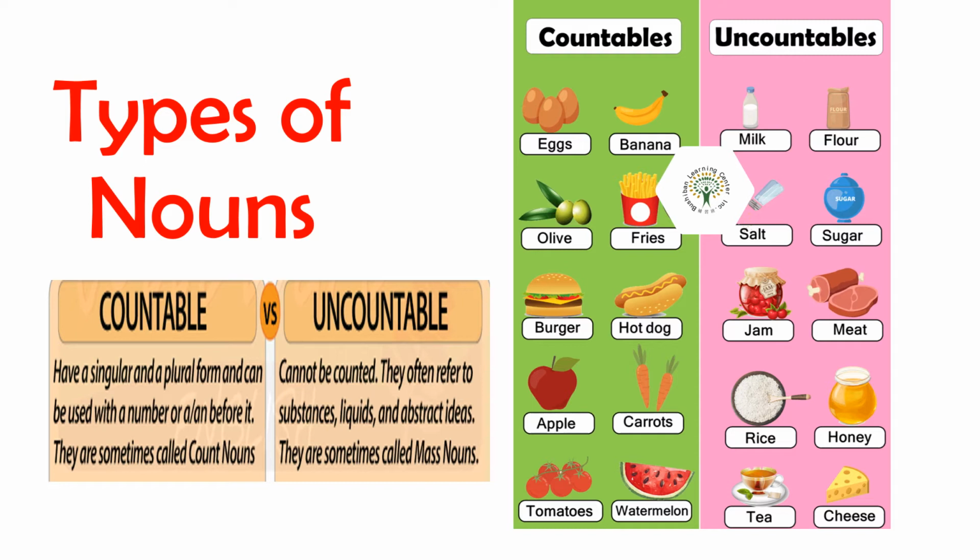Uncountable nouns, on the other hand, cannot be counted because they are substances, liquids, or abstract ideas. We also call them mass nouns. For example, we have milk, flour, salt, sugar, honey, or rice. These nouns we cannot really count as 1, 2, or 3. Instead, we use quantifiers to count them.